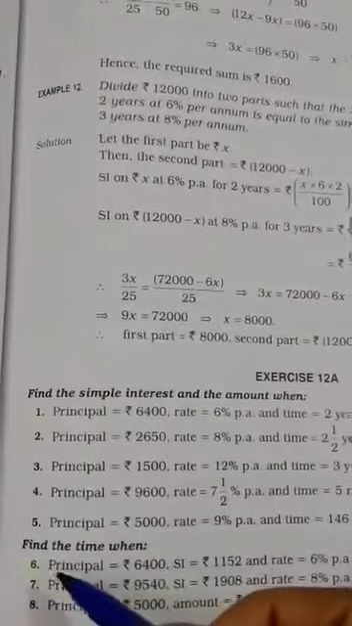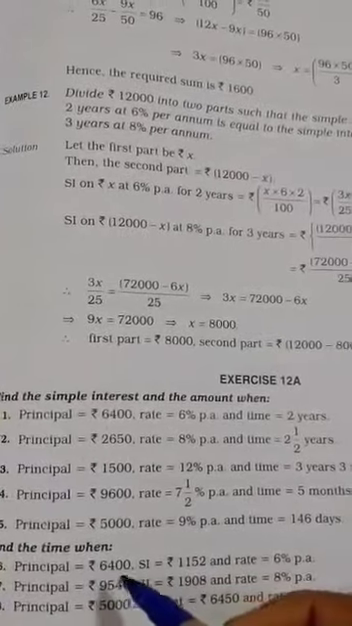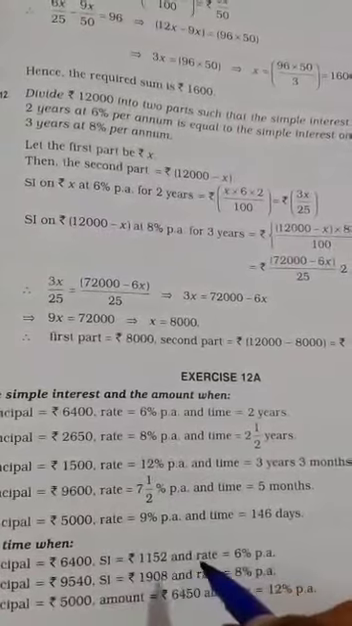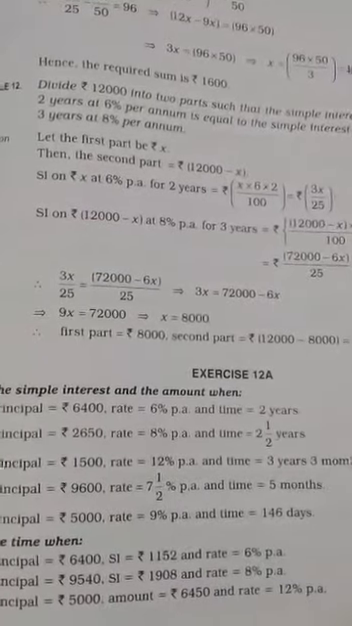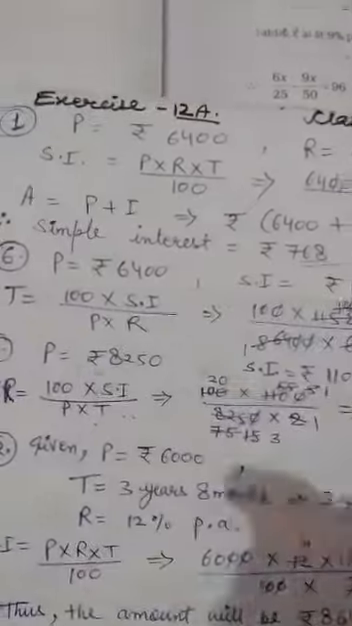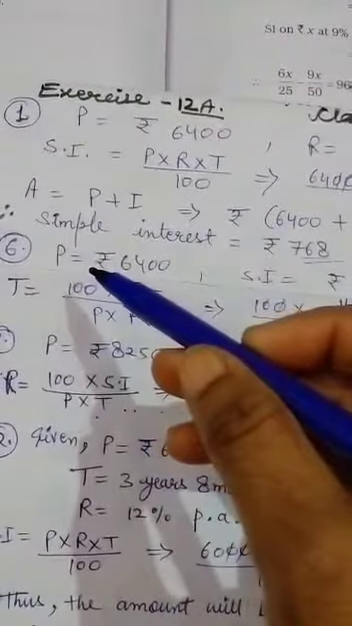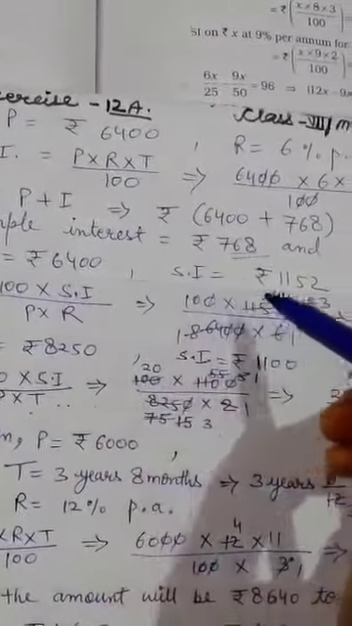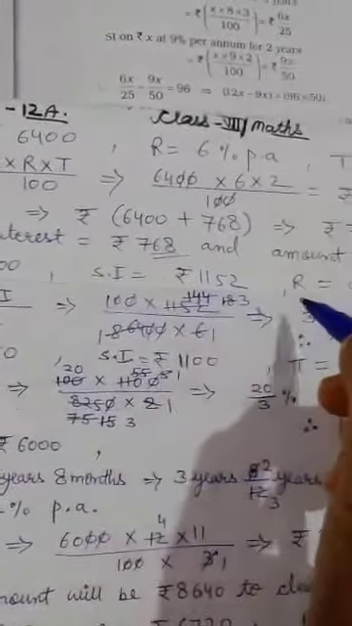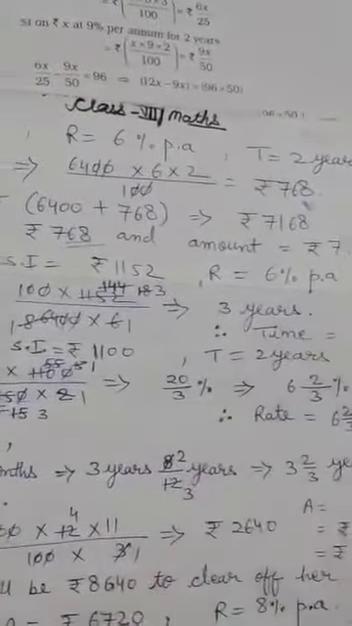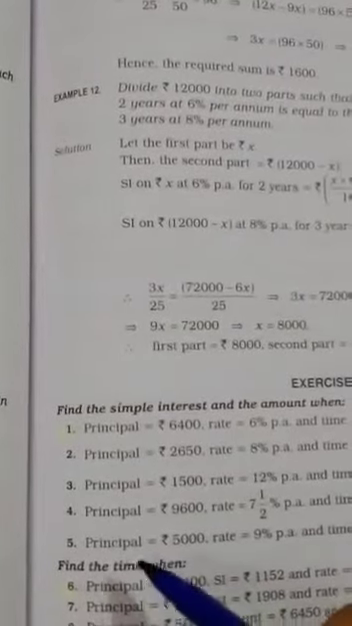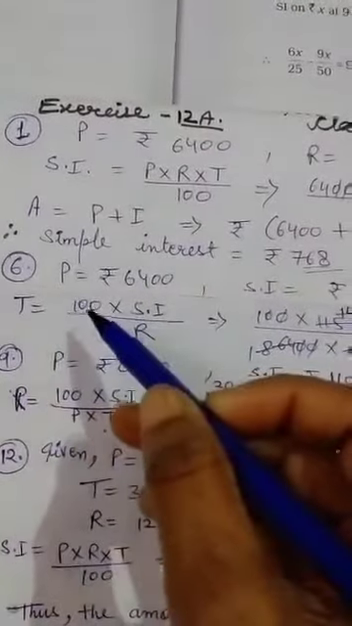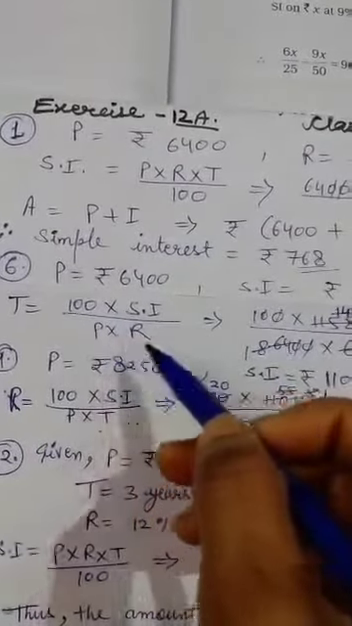Now the next question, find the time when. Let's see the sixth part. Principal is given rupees 6,400, simple interest is rupees 1,152 and rate is 6% per annum. Let's see how we have to do. P, that is principal, equals rupees 6,400, SI, that is simple interest, equals rupees 1,152 and rate is 6% per annum, and we need to find the time.